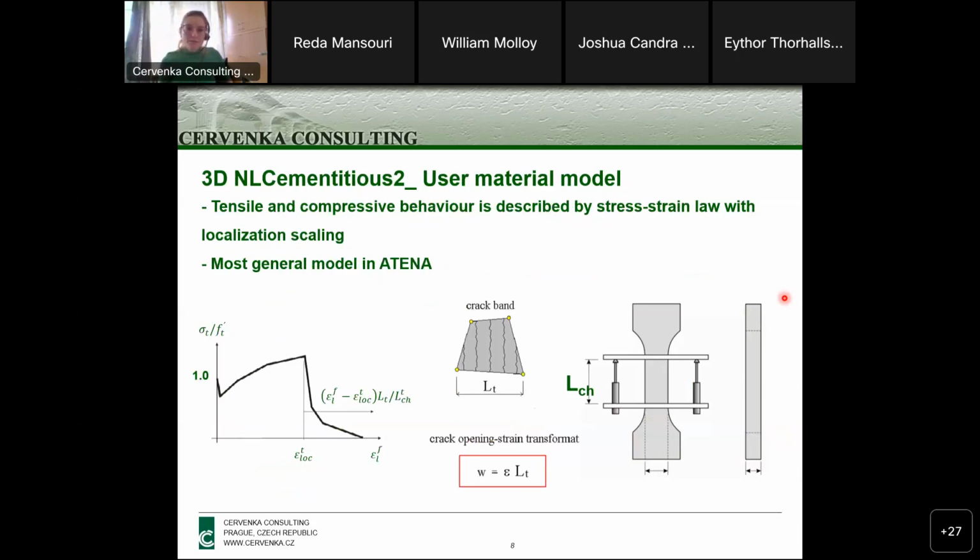Then there is the Cementitious 2 User material model. That is the most versatile and general model that we have in ATENA, and the user can describe the stress strain law for the tensile and also compressive behavior of concrete.